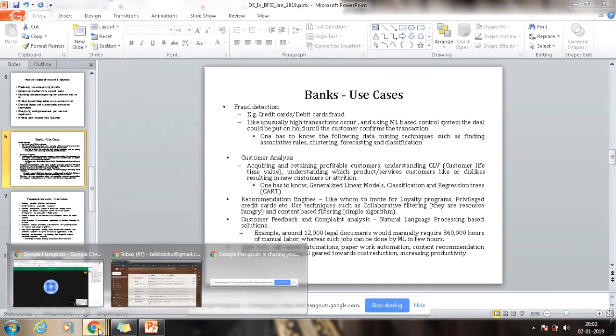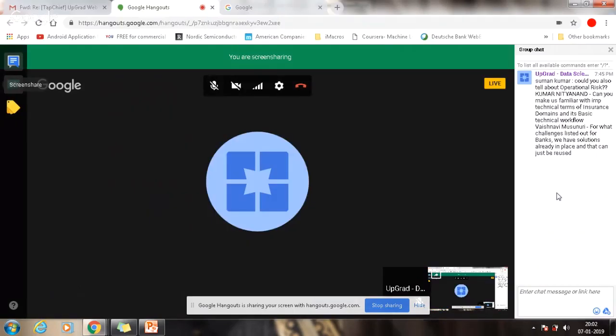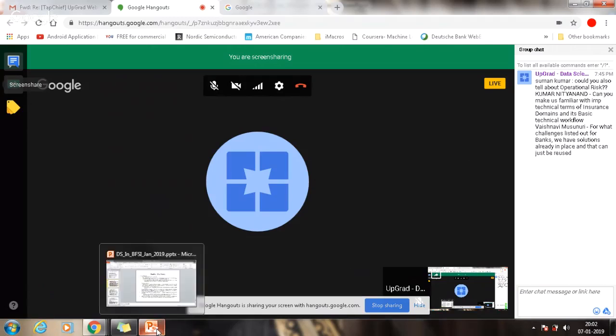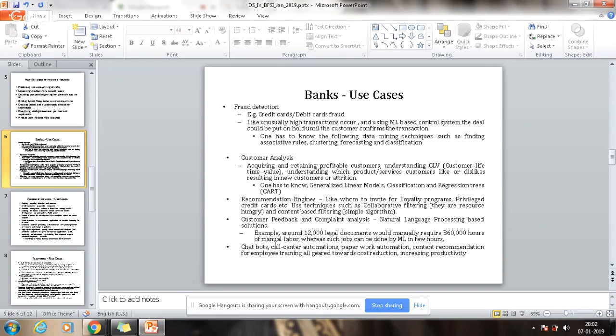Let me see if there is any question. Okay, for the challenges listed out for banks, do we have solutions already in place that can just be reused? Yes, as I told you, for fraud detection we have a lot of algorithms in place where we see the frequency of high value transactions. If it goes beyond a certain threshold, we would temporarily block the card of that person and give a call. That's as simple as that. Now that is repeated for any new customers in the bank. So that can just be reused.